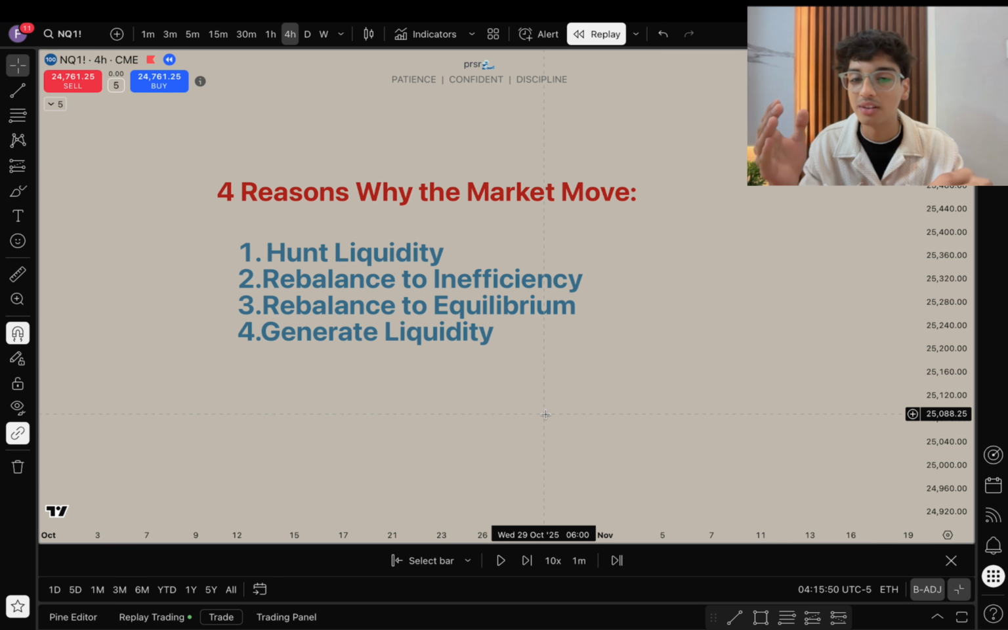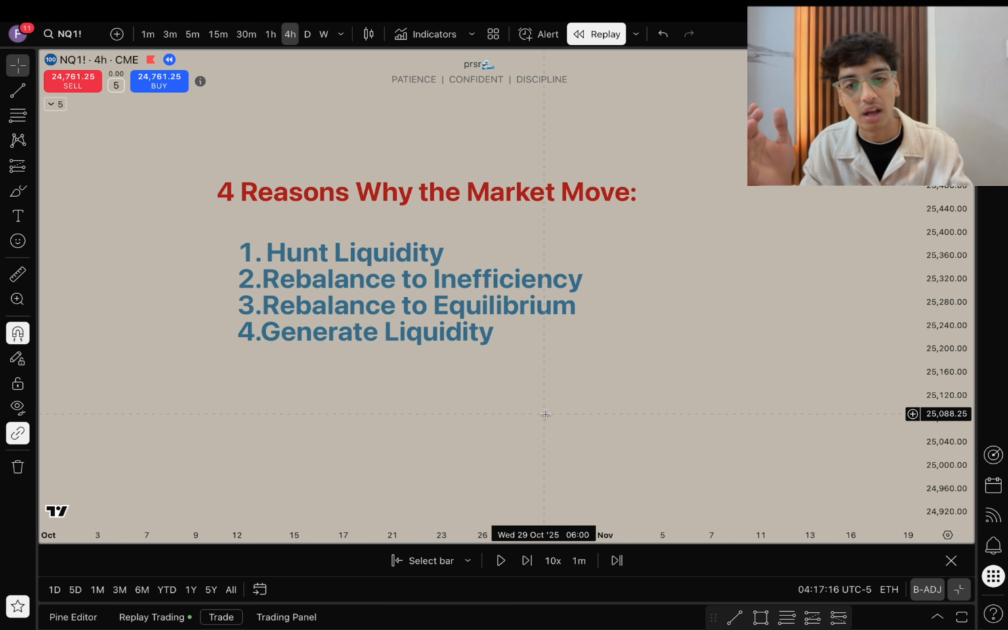So the four reasons are: market moves to hunt liquidity, rebalance to inefficiency, where inefficiencies equal higher time frame PDAs, higher time frame FVGs, new week opening gaps, and rebalance to equilibrium and generate liquidity. That's the actual four reasons why market moves. You might have heard from me in my trade recaps, like, guys, I want price to first sweep that sell side liquidity and then rebalance back to that 4 hour inefficiency because that's the equilibrium of the range. This is the actual reason why I'm saying that.